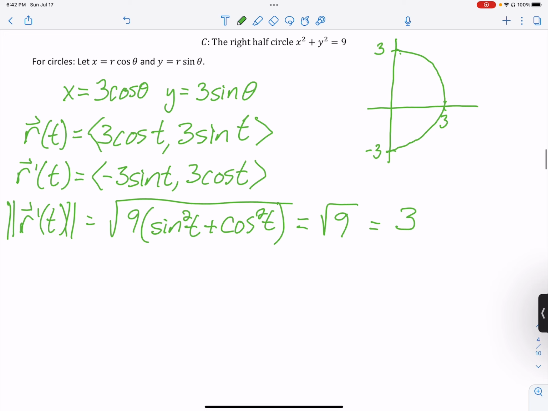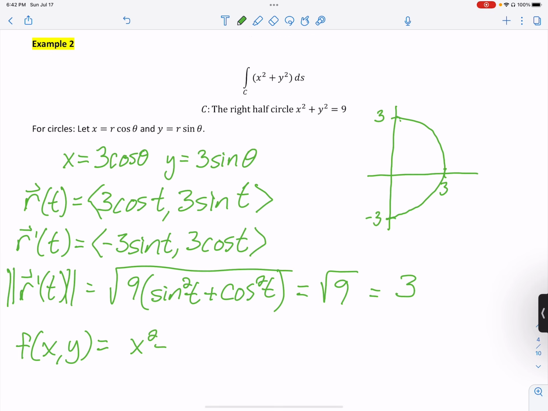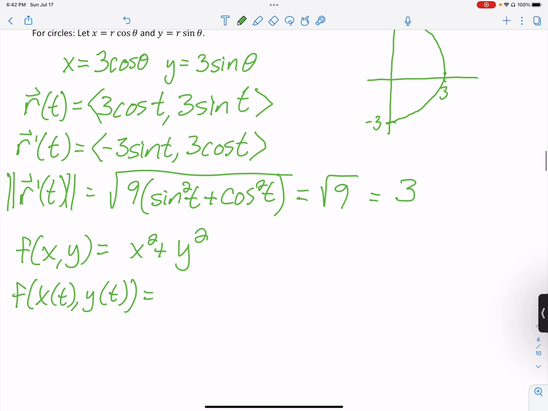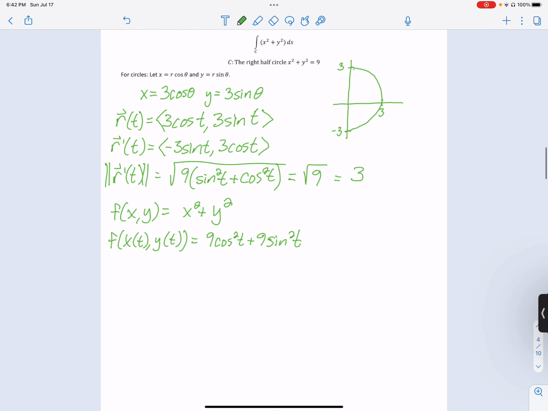I also need my function. f of x, y was equal to x squared plus y squared. I'm going to replace x of t, y of t. This just means putting it in terms of t. I have x and y, so I'm going to have 9 cosine squared t plus 9 sine squared t. So now we can set up our integral.